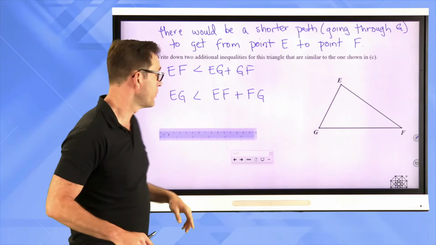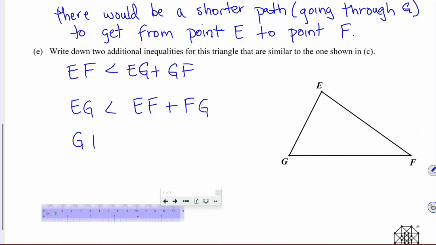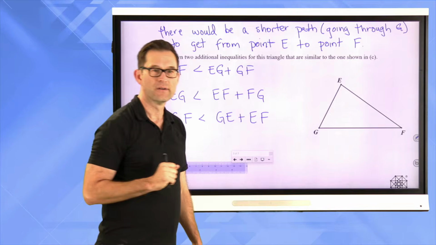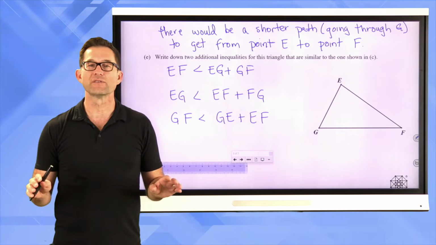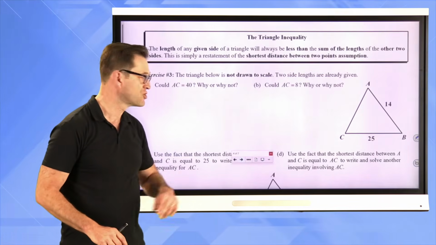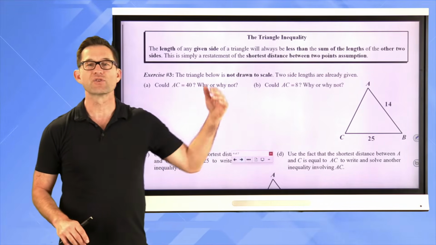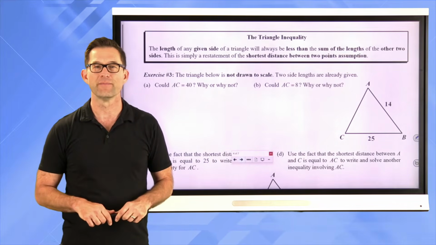Now the final one that we haven't done is going from G to F. To go from G to F must be shorter than going G to E and then going from E to F. Okay? And all of this gets into one of the most famous theorems in all of geometry. I'm not even sure if it should be considered a theorem. It's called the triangle inequality. Let's take a look at the triangle inequality.